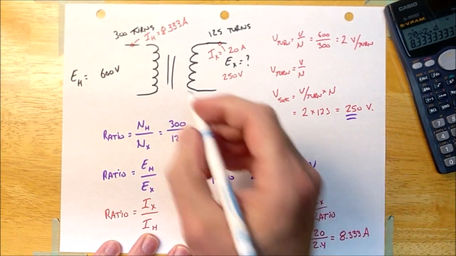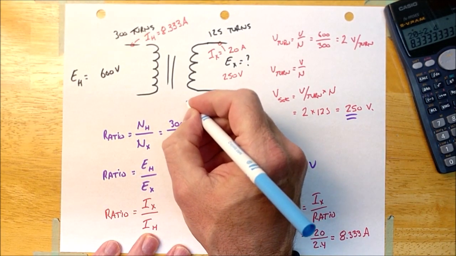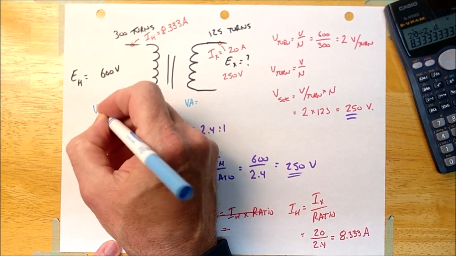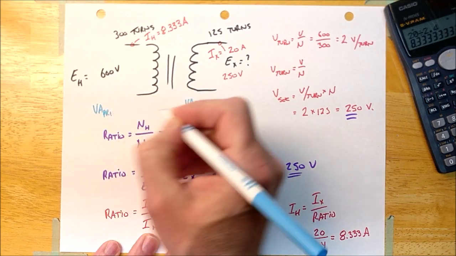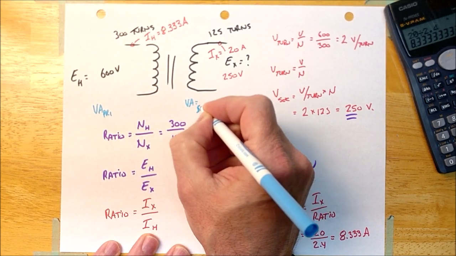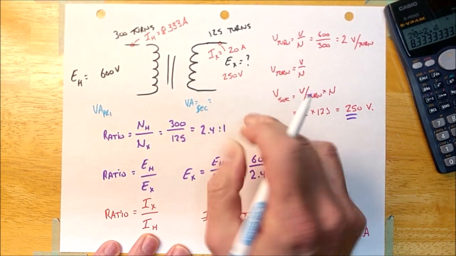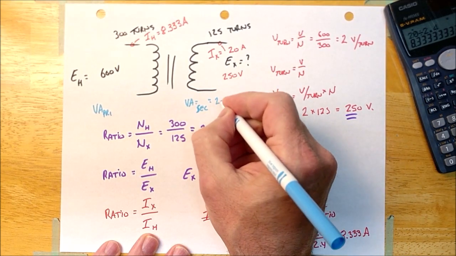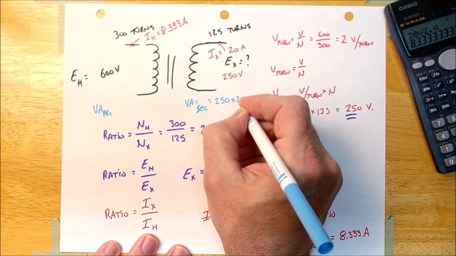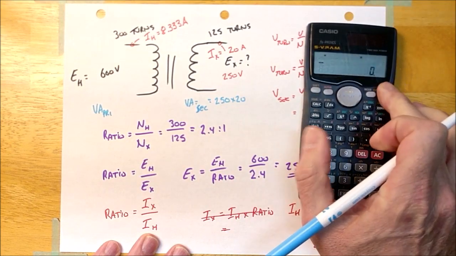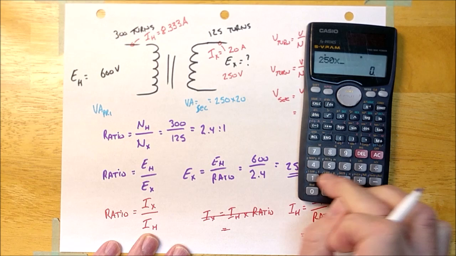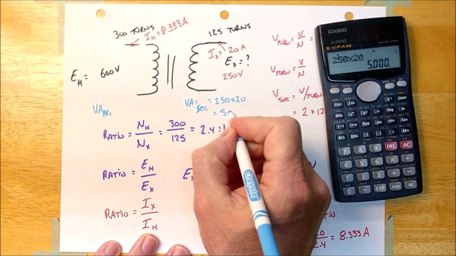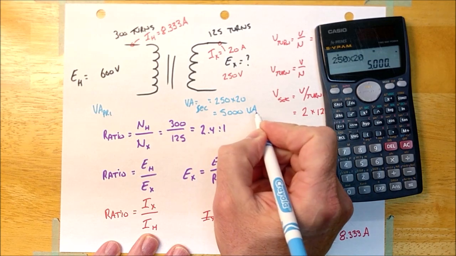We'll try our homework, okay? So according to my rules here, the VA on the primary should be equal to the VA on the secondary. Okay, so let's calculate both here. And the VA on the secondary is going to be the voltage on the secondary times the current on the secondary. So it's going to be 250 times 20. Let's see what that is. 250 times 20. Okay, according to this, it's 5,000 volt amps.